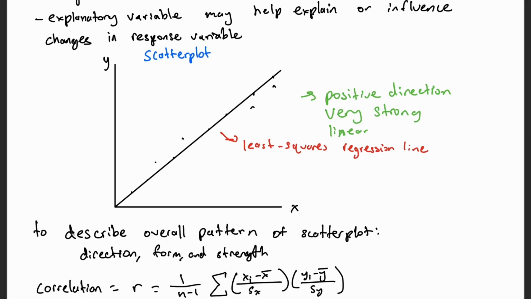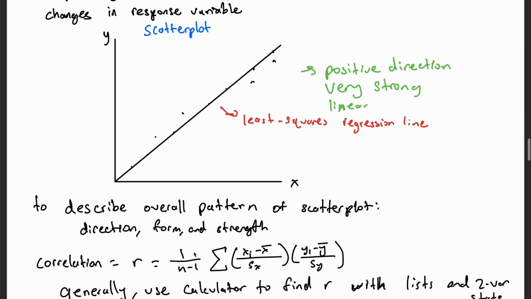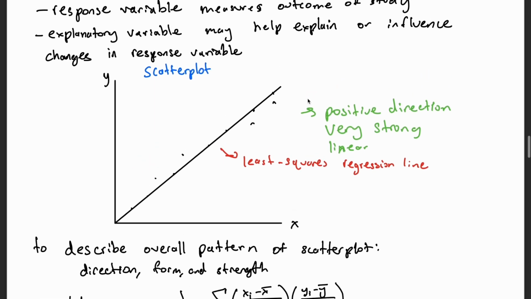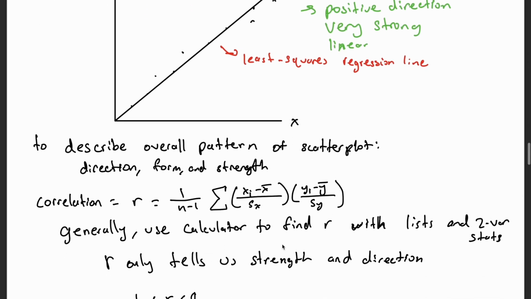And so essentially, to describe the overall pattern of a scatter plot, like the one above, we need to state the direction, the form, and the strength. So for example, this scatter plot is in the positive direction. As you see, it's like a positive slope. It's pretty strong, actually. And it is a linear pattern. It could also be curved, but in this case, it's not curved.